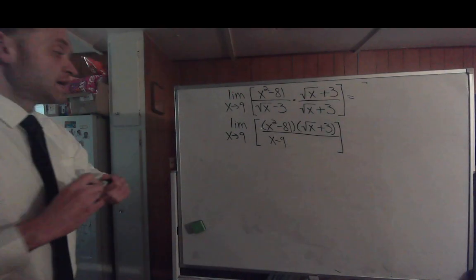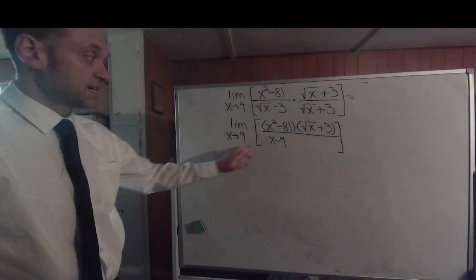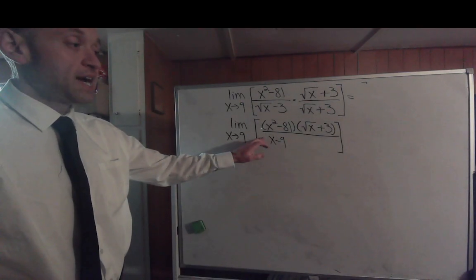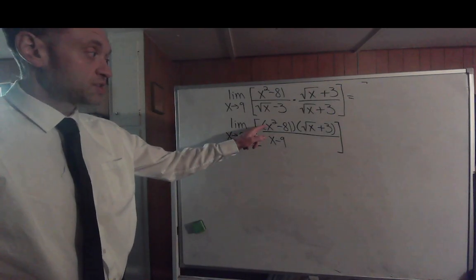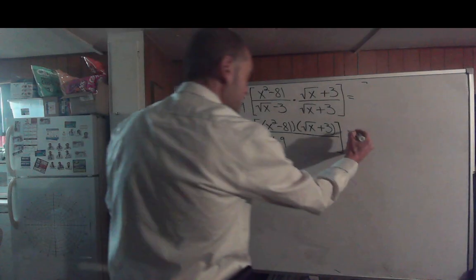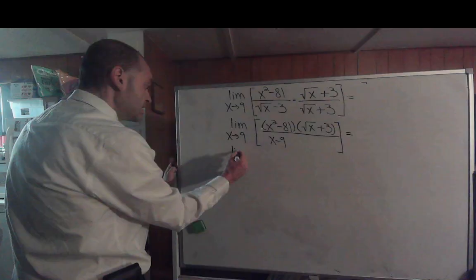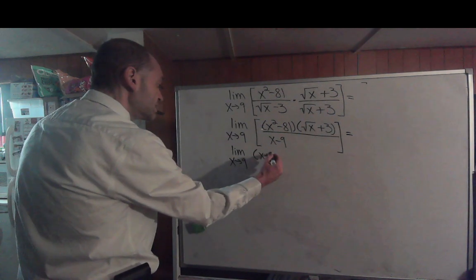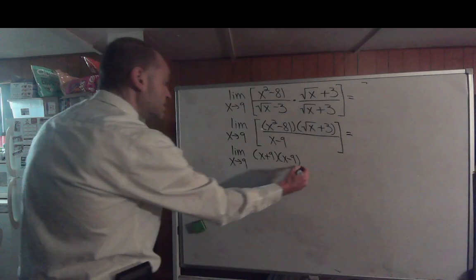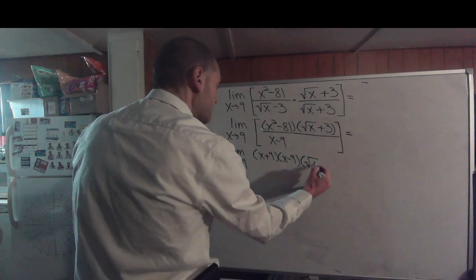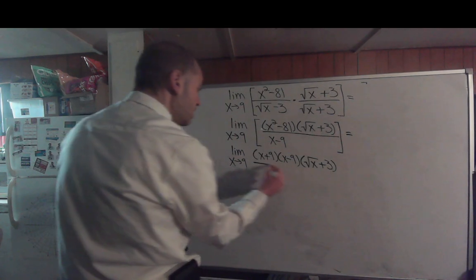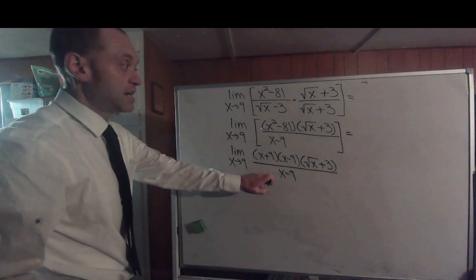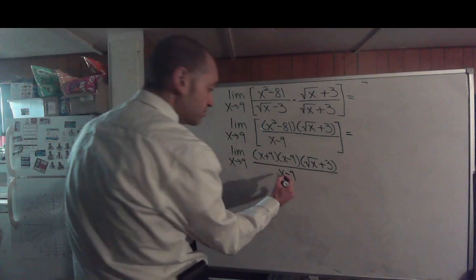Well, here's the thing. The denominator, if I stick in that 9 for x, I'll still get a denominator of 0. Is there a way to factor this out? Well, we know that x squared minus 81 is a perfect square binomial. We can definitely factor that. That would give you the limit as x approaches 9 of x plus 9 times x minus 9 times the square root of x plus 3 all over that x minus 9. And now notice we have a common x minus 9 that'll factor out between the numerator and denominator.